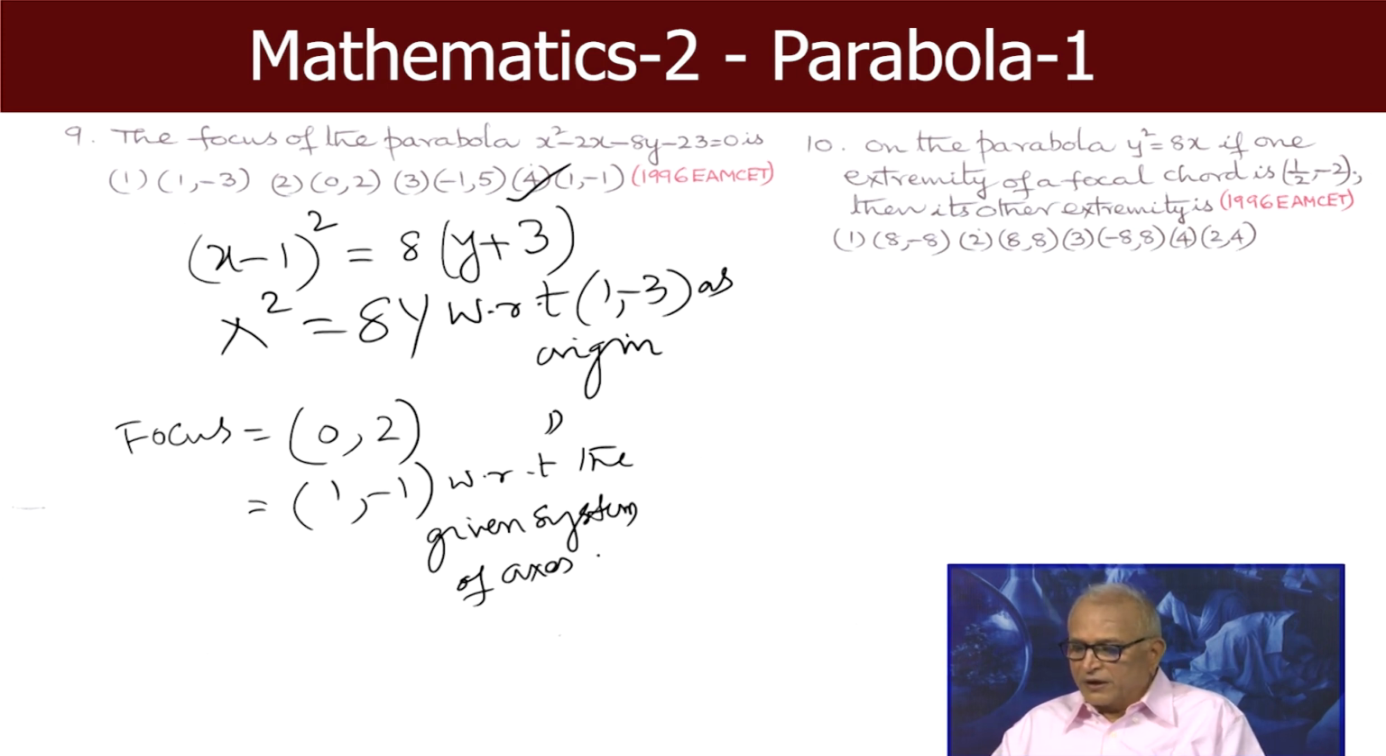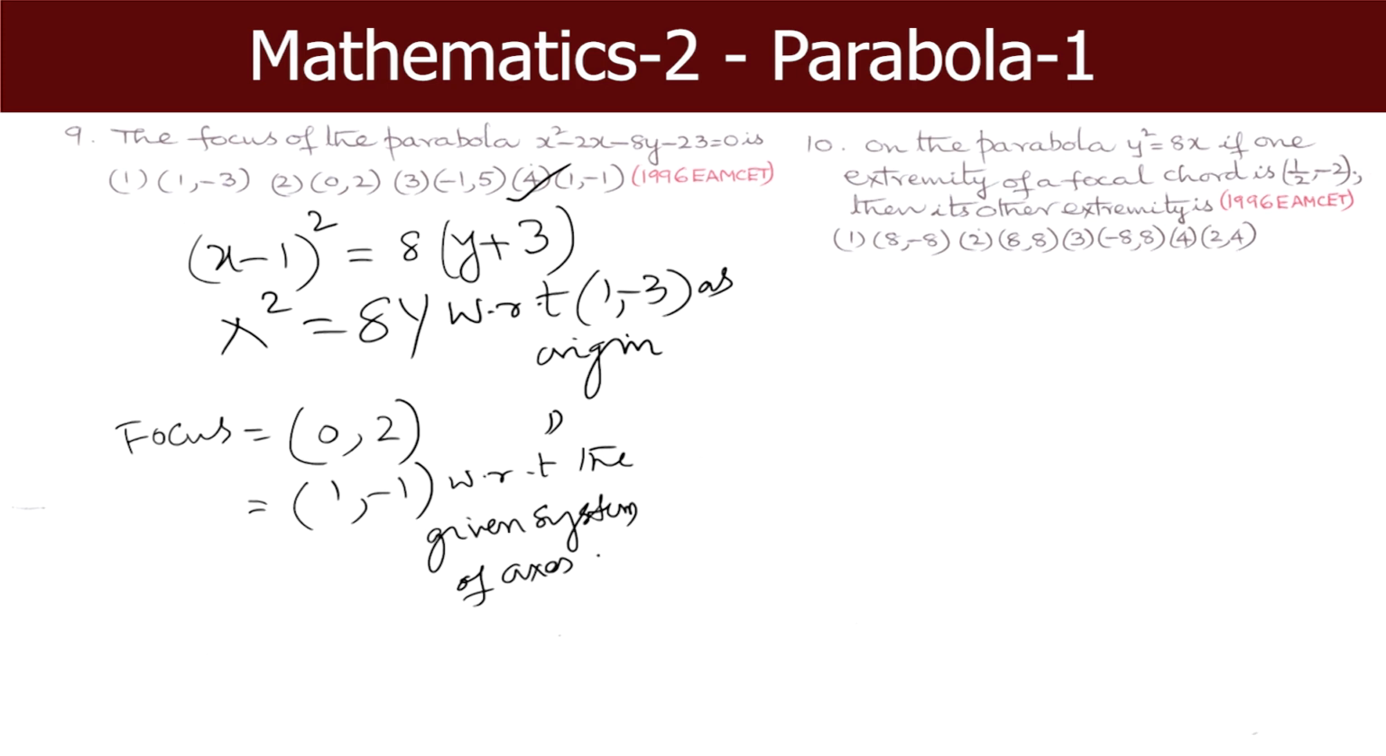On the parabola y square equal to 8x, if one extremity of a focal chord is (1/2, -2), then the other extremity is? Focal chord. You see, we saw this just now at the very beginning, in the synopsis given on the screen: the chord joining T1 and T2 on the parabola is the focal chord. The parabola is always in the standard form y square equal to 4ax. When you have two points T1 and T2 on the parabola, the chord joining these two points is a focal chord if and only if T1 T2 equal to minus 1. One of the extremities of the focal chord is given to be (1/2, -2).